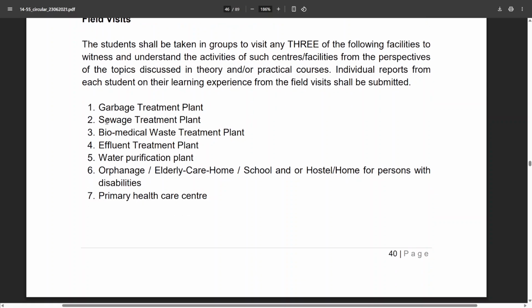1. Garbage treatment plant. 2. Sewage treatment plant. 3. Biomedical waste treatment plant. 4. Effluent treatment plant. 5. Water purification plant. 6. Orphanage, elderly care home, school or hostel, home for persons with disabilities, primary health care centers.